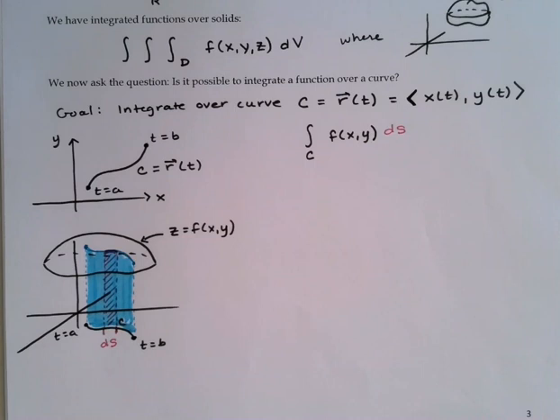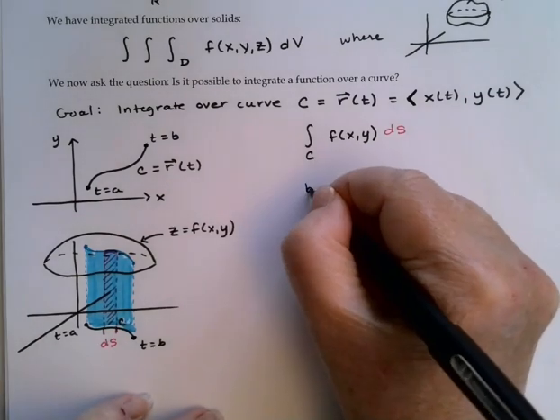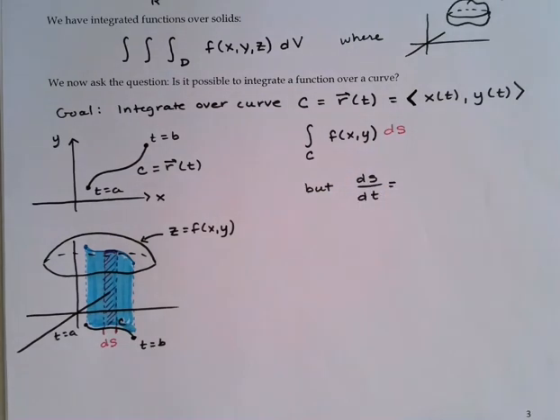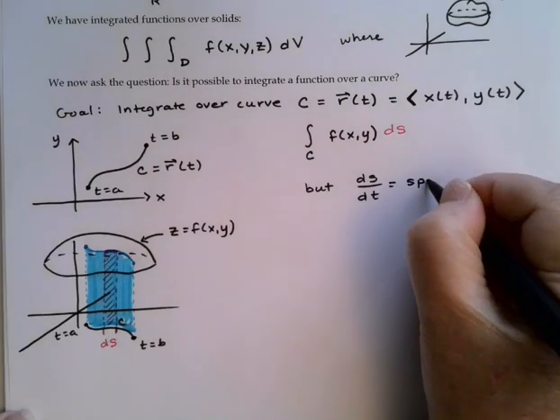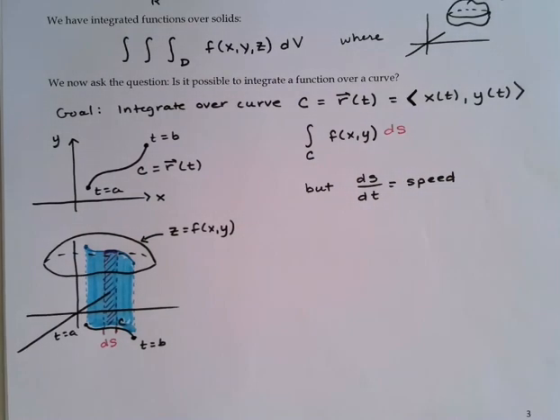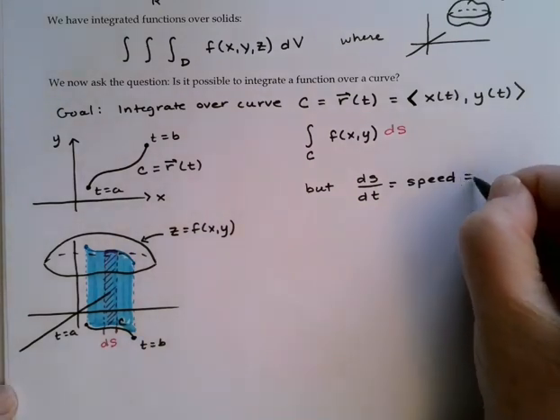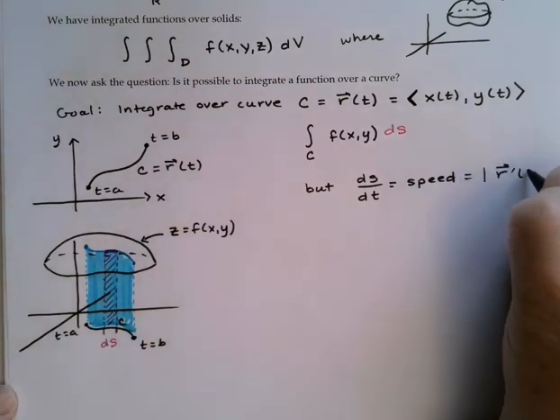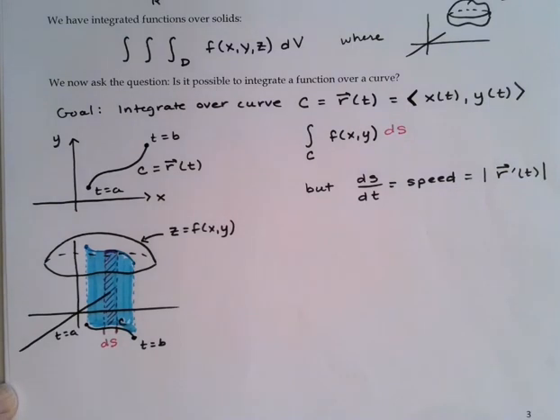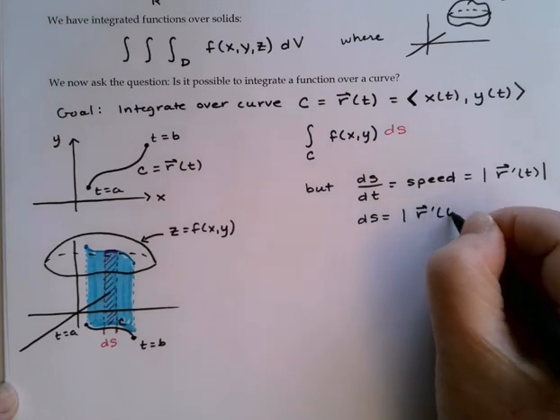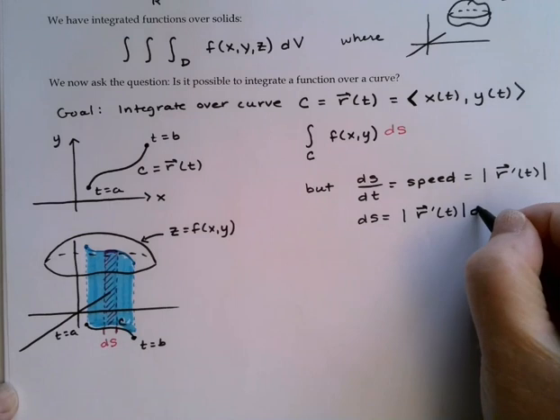As far as the ds piece, just a reminder that ds dt actually represents the speed. S is the arc length of the curve, so the derivative of that arc length or distance would be speed. But we know another way to write speed. Speed can also be written as the magnitude of the velocity vector, r prime. So ds could be written as the magnitude of r prime multiplied by that dt.